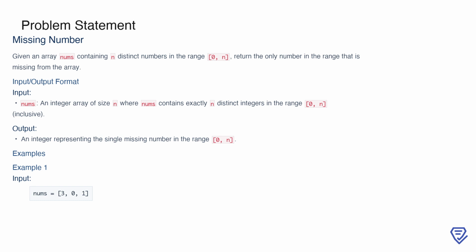To clarify, the input is an integer array nums of size n where all the numbers fall within the range 0 to n. The output is a single integer, which represents the missing number. Let's explore this with some examples.